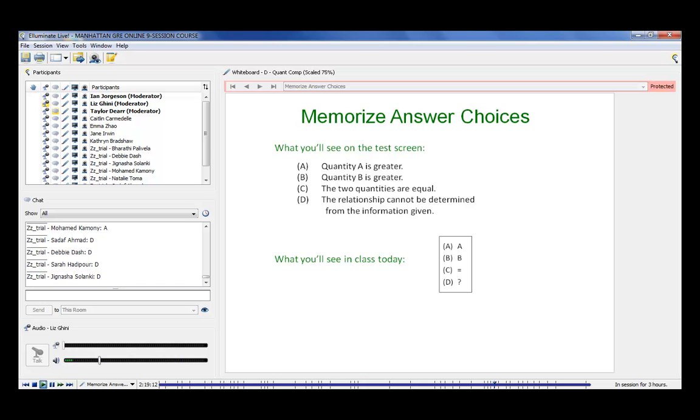In class today, I'm going to give you a little reminder as you do problems. But as we go forward, you won't see the reminder, you won't see this little rubric here, because I don't want you to look at it. I don't want you to read it. I don't want you to fall back on it as a crutch that just wastes your time. I want you to memorize it. Okay, and it's not very difficult. A, B, that's obvious. C, they're the same, and D, I can't tell.